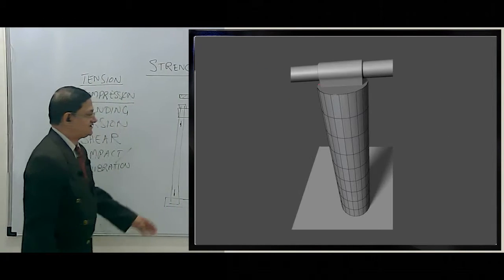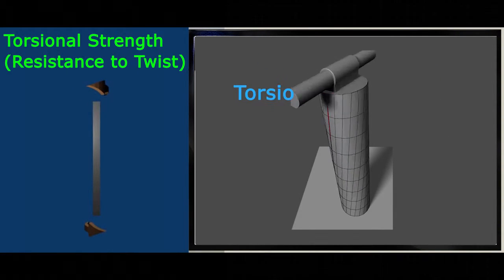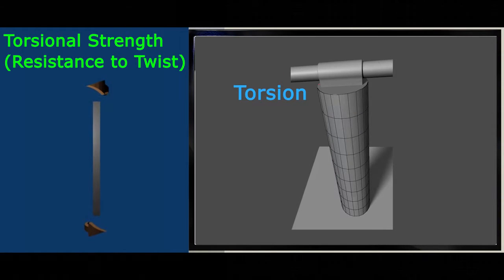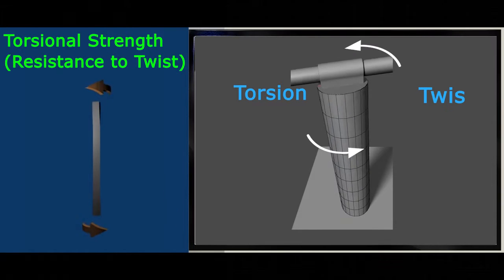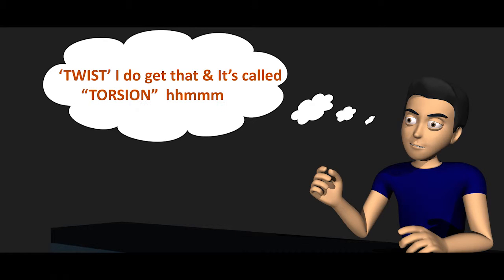The last one, which is torsion, is a requirement which is a resistance to twist. Twist? I do get that. And it's called torsion.